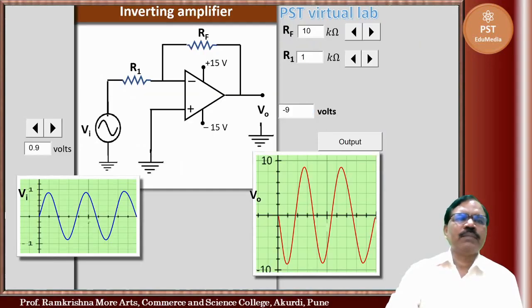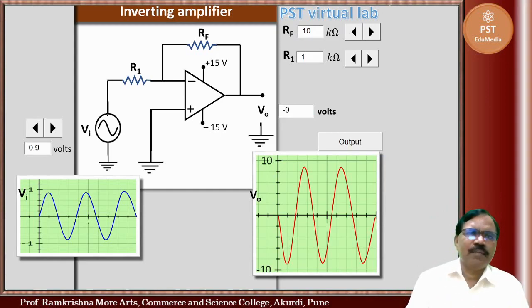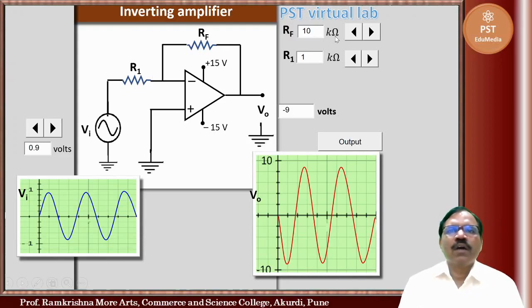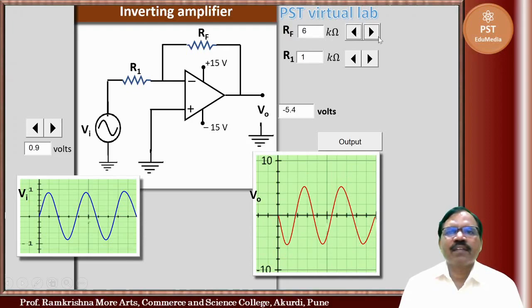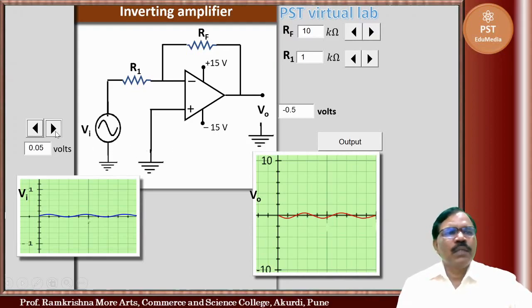Now we'll go to the virtual experiment. Here this is the inverting operational amplifier virtual experiment. Here we can set RF. We first take input equal to 0, set RF. Suppose we take RF equal to 10 and R1 equal to 1 kilo ohm. So this is the circuit. Now give input.